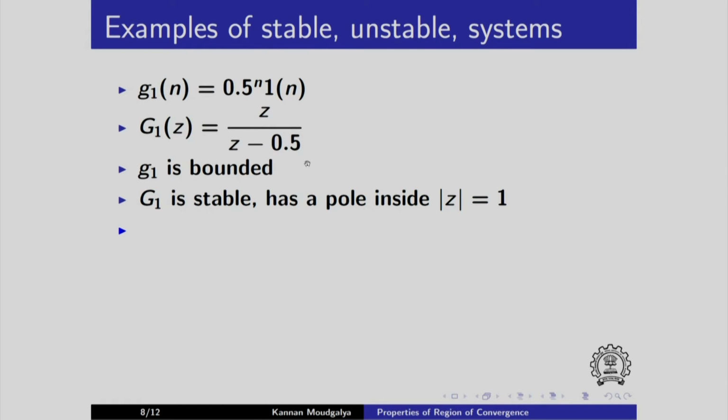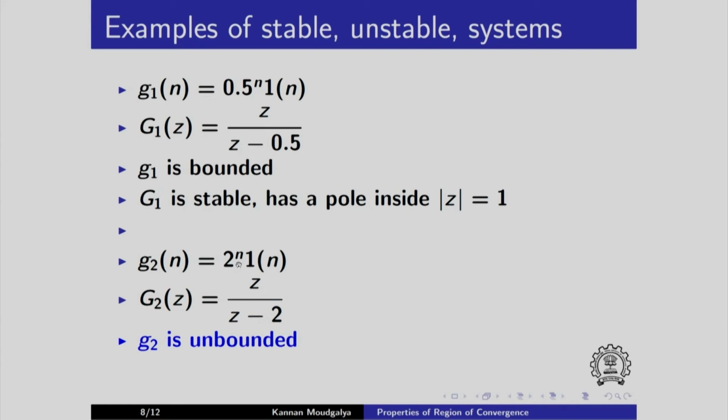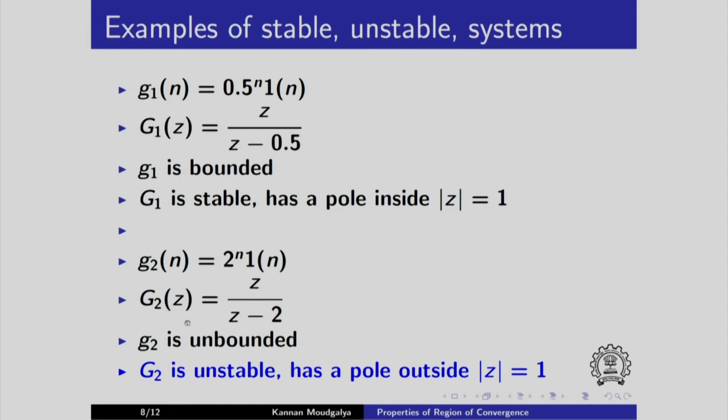So let us take another example of an unstable system. Let us say 2 to the power n times 1 of n. Its Z transform is z over z minus 2. This is an unbounded sequence, because if you put n equals infinity, 2 to the power infinity is unbounded. And g2 is unstable, it has a pole outside z equals 1, outside the unit circle. Notice that I am using a causal sequence here and also a causal sequence here. These g1 and g2 are impulse responses of causal systems.